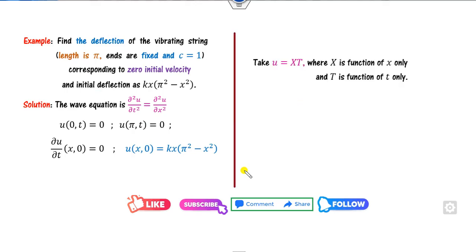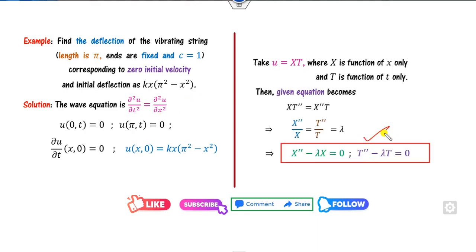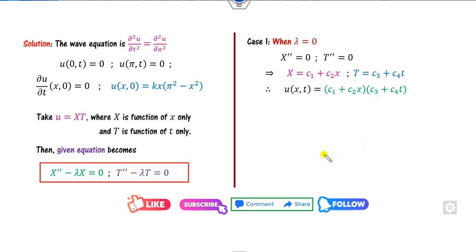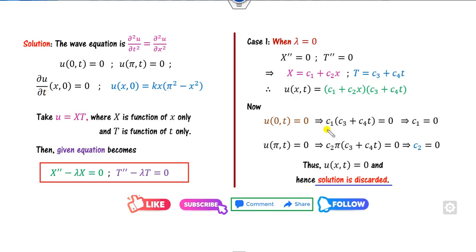Now you can start from u = X(x)T(t) again. Substitute this value in my equation, and you will get the same equation. Again, you have the three cases. When lambda is equal to 0, you can substitute here and you will get the values of X and T. Now once you have this solution, I can apply all those equations whose right hand side is 0. That's a similar task as I explained in the previous two examples.